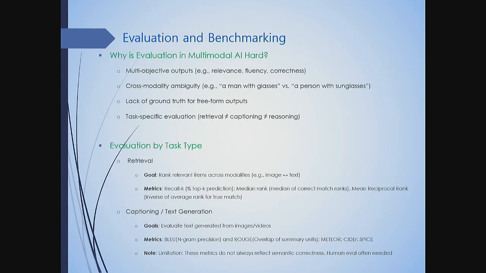Okay, so now we have some kind of multimodal evaluation. Actually it's difficult to do that. Why difficult? Because you have multi-objective outputs, multiple objectives. For example, you have to check the relevance, fluency, correctness, and so on, like in text and description. We'll see the evaluation metrics and everything.